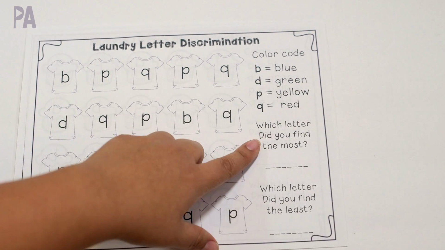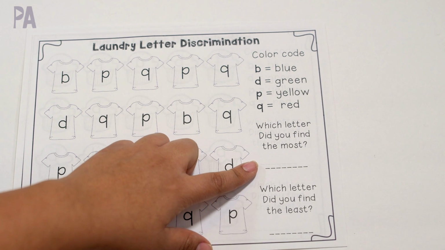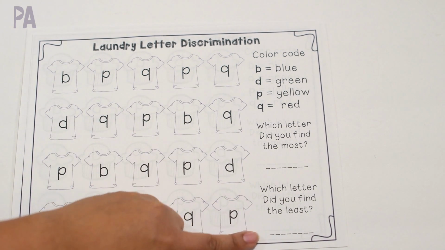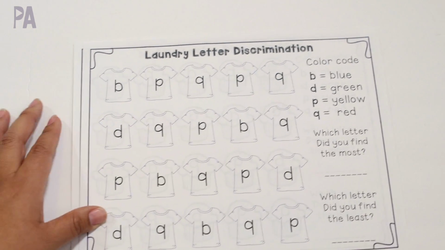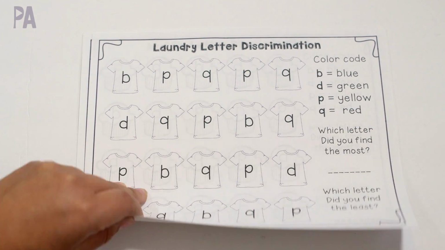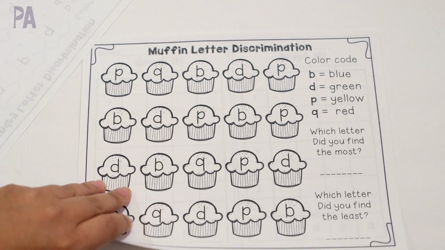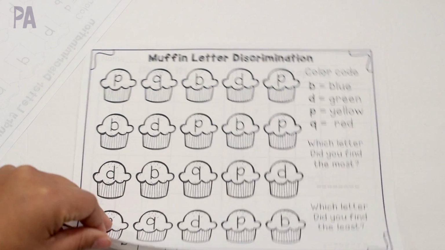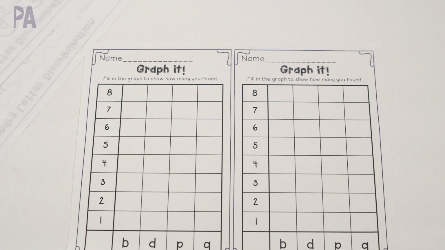And then there are two quick questions here. Which letter did you find the most? So once again, it's another way to count the correct letter and find out which one's most and which one did you use least. So several different exercises packed into one. I really liked this one. Also in this one is a muffin letter discrimination. Same concept, same thing, just in muffin form. So maybe you like shirts, maybe you like muffins, I don't know.